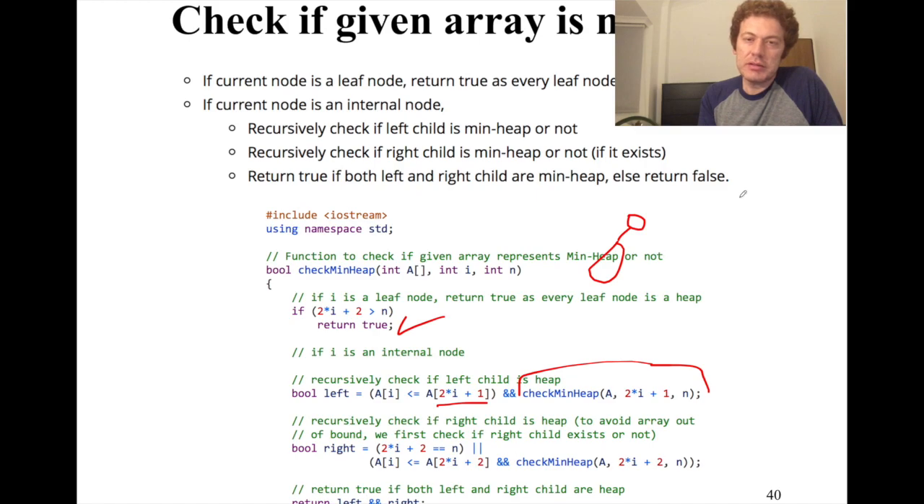What if the other case? I am at this node 5 and my left child is 2. So 5 is not smaller than 2, so I am not a min heap. I can't be a min heap. So this is false. I don't even call this. Later something happens here, I don't care. And in the end, false and something returns false.